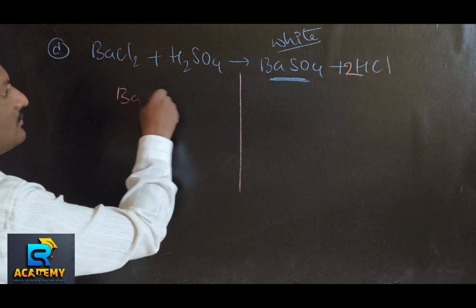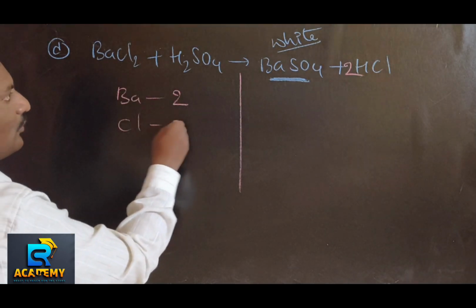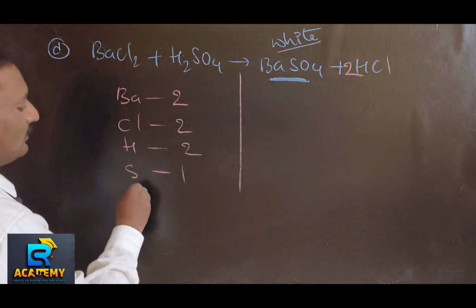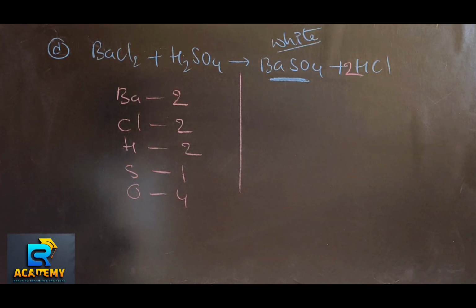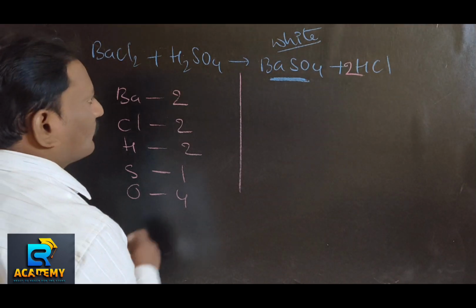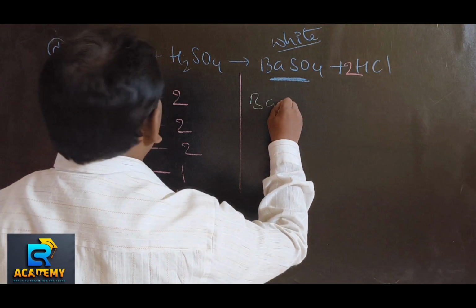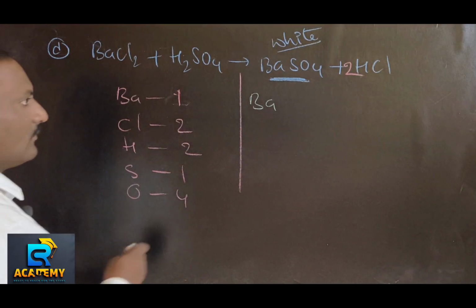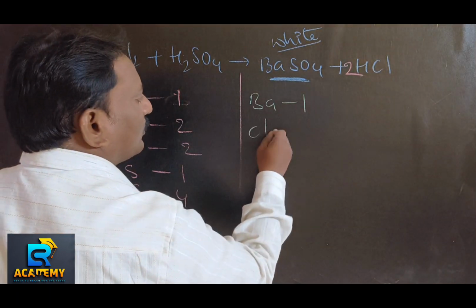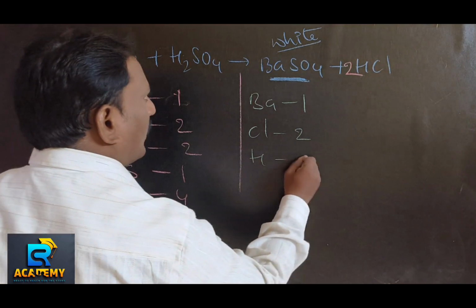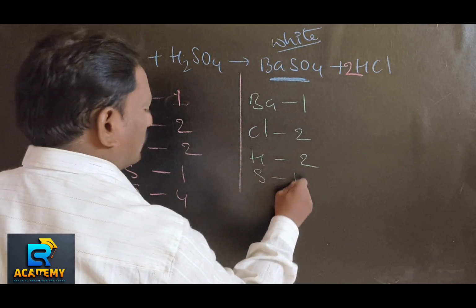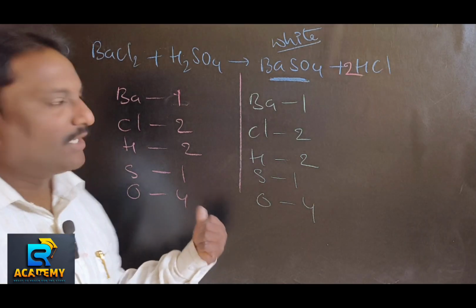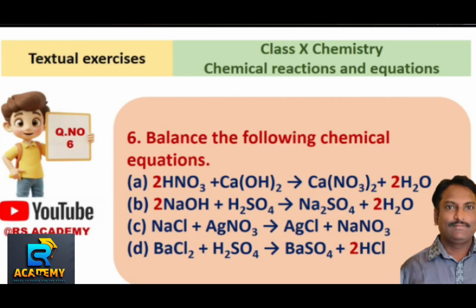Let us check. Barium 1, chlorines 2, hydrogens 2, sulfur 1, oxygen 4. Here barium 1, chlorines 2, hydrogens 2, sulfur 1, oxygen 4. It's a balanced chemical equation. Make a note.